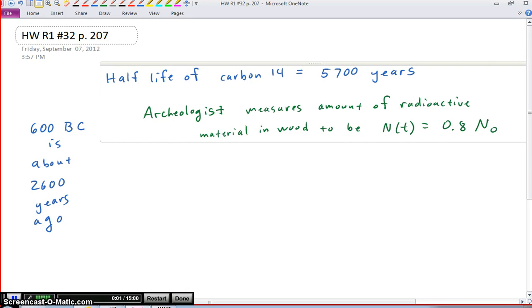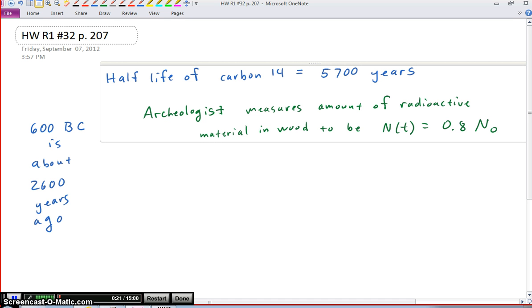Alright, hello trig class. In this video I'm going to go over one of the homework problems that people always ask about every year. It's from the first review homework assignment. It's out of the book. This is number 32 on page 207, and it has to do with half-life.